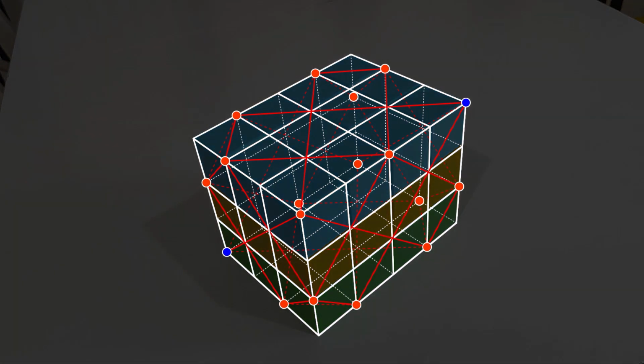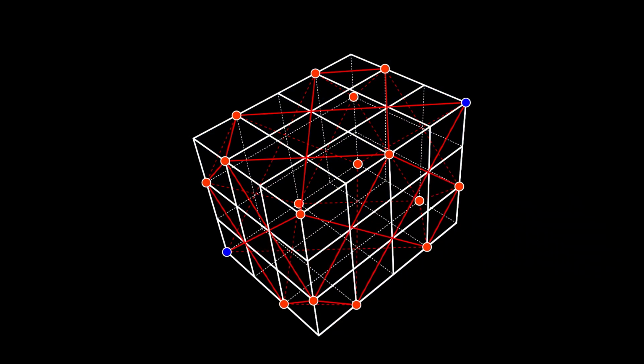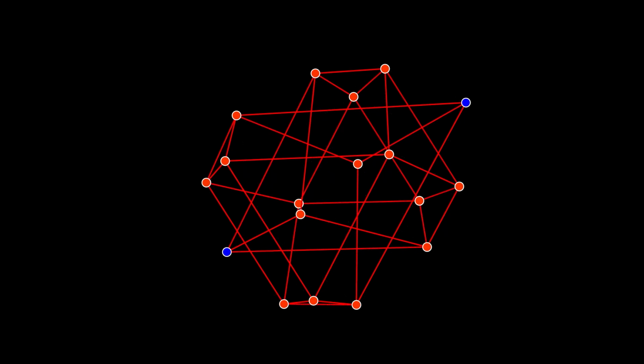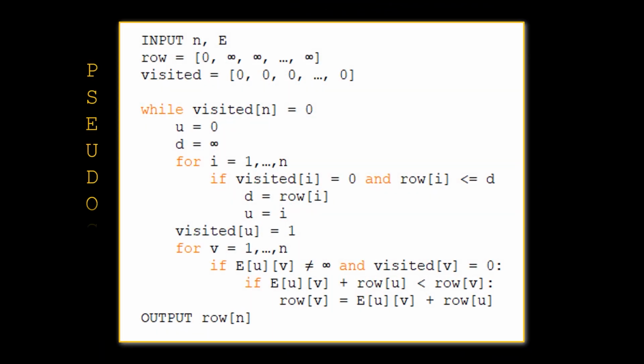At that point, I realized that the reachable points are 18 and the edges are 34, which is a bit too much to handle comfortably by hand with the table. Fortunately, the algorithm is easy to code. Here is how short it is in pseudocode. As input, we give the number of vertices and the weight matrix, where the entry E_UV represents the weight of the edge between U and V, or infinity if no edge exists.